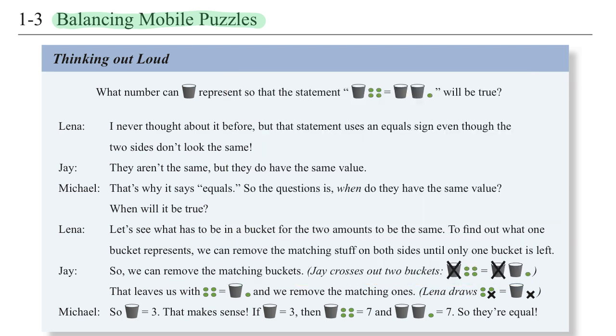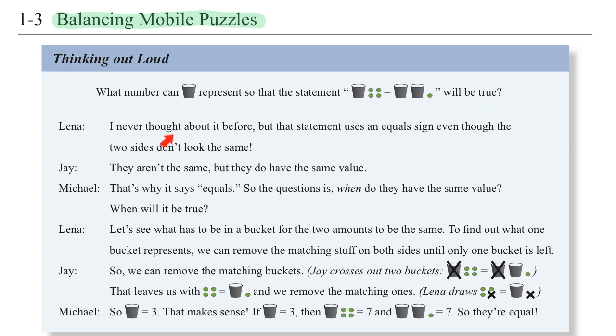The first thing we're going to look at is a thinking out loud. This is going to be similar to some of the work that we've done before, but we're just going to hear some of the thinking that might be going on in your head as you work through these problems. So here we go. What number can a bucket represent so that the statement a bucket plus 4 equals 2 buckets plus 1 will be true?